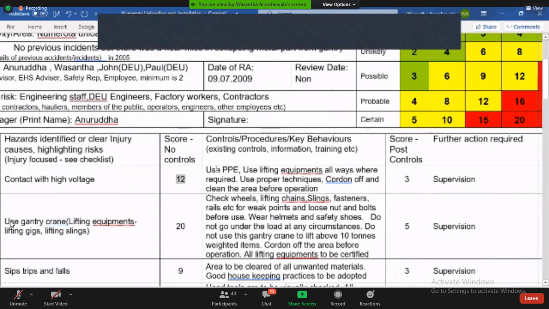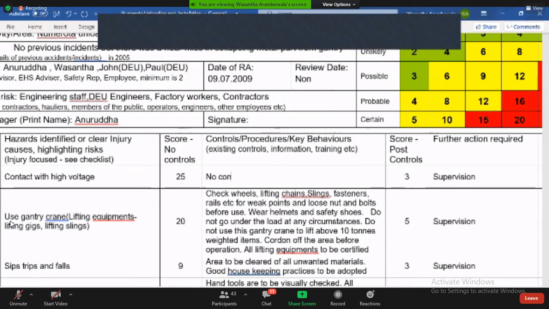This is assuming a poor organization. There's no control in place. What would be the existing control? We say signage. Small high voltage signage.